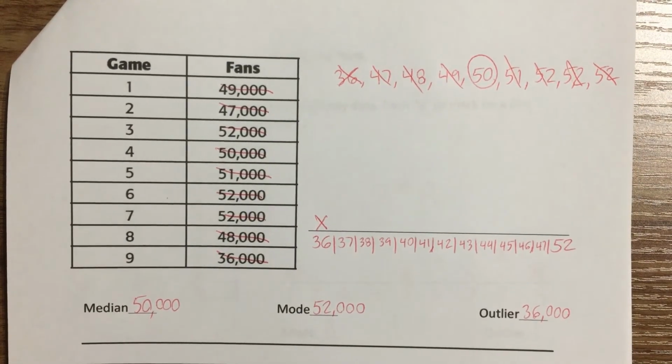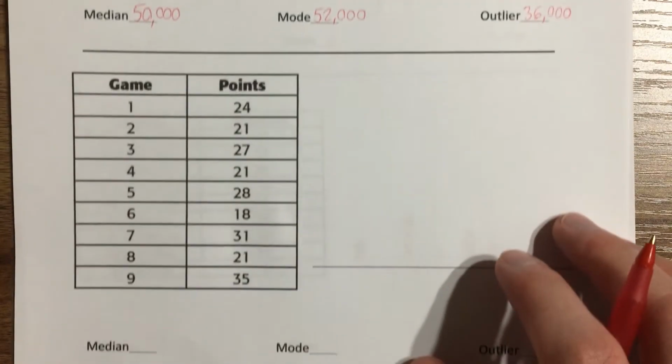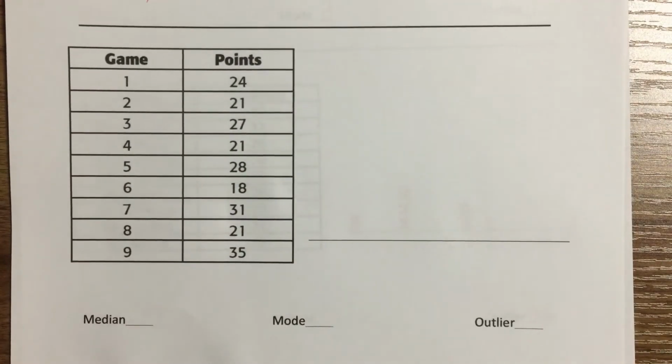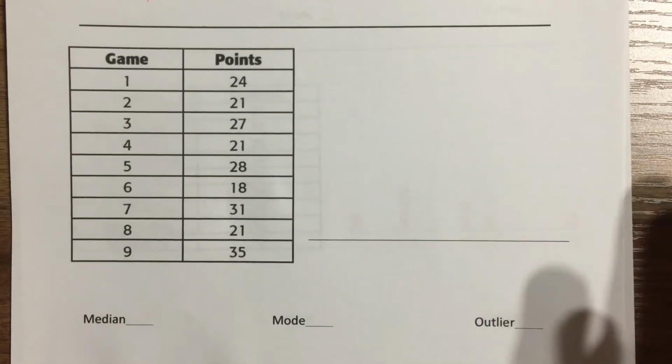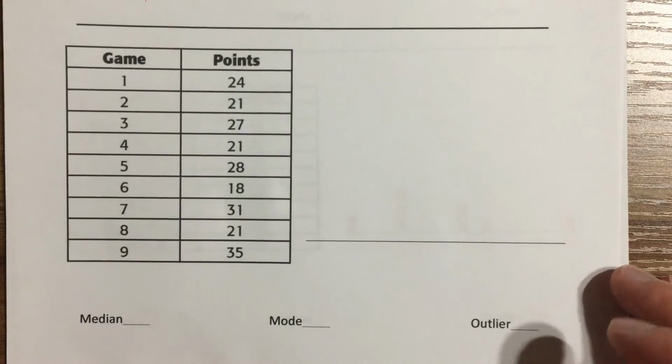50,000 would be our median for that set of data. Okay. Beautiful. Now, next one. Once again, we have a pretty wide spread. Now, I'm going to try to make this one. I'm going to write as small as I can and still be able to see it.